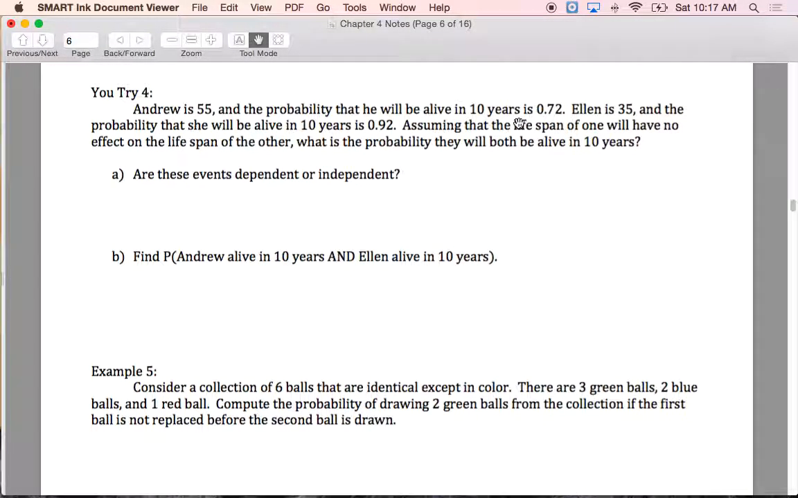I want you to try number 4 here. So pause it and look through number 4. Okay, you should have an answer for A and B here.